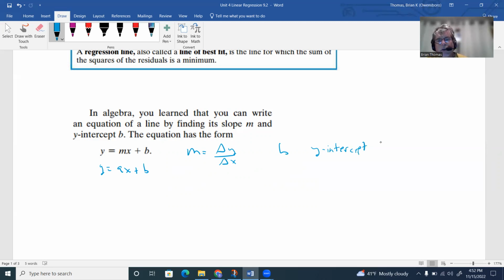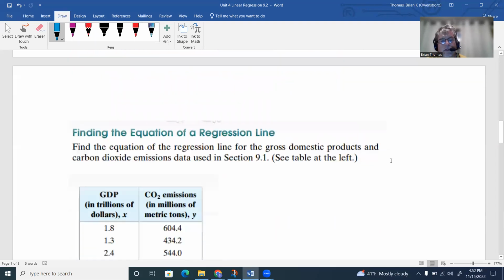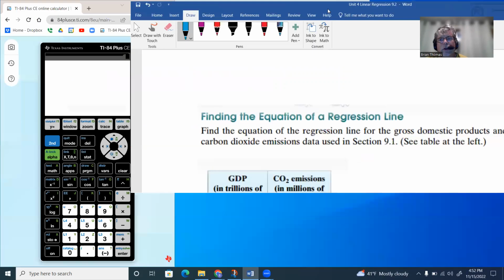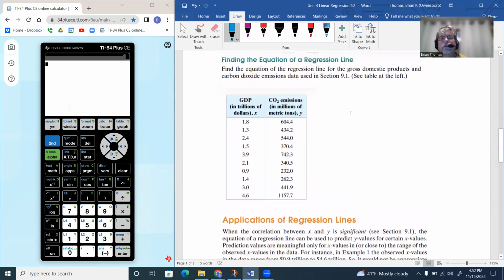So we're going to let technology help us find the slope and the y-intercept, so we don't have to do a whole lot of math here. Let me slide this back over because we are going to use the calculator now. What we want to do is find the equation of the regression line, or the line of best fit, for the gross domestic products and the carbon dioxide emissions. We had this data back in chapter 9, so we have this table here.